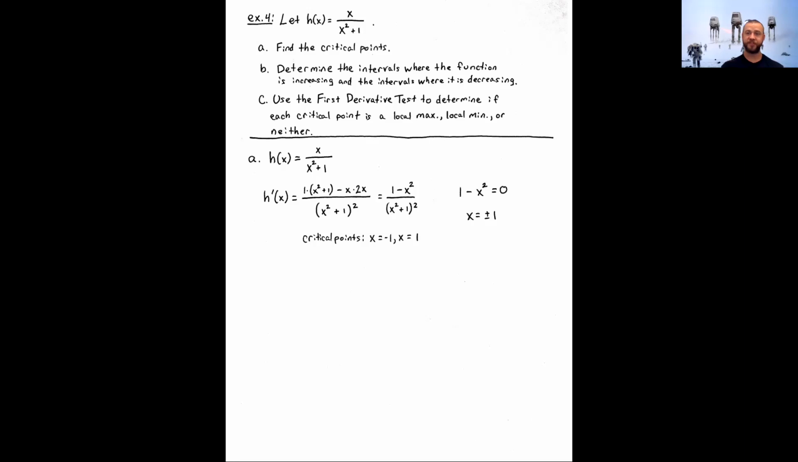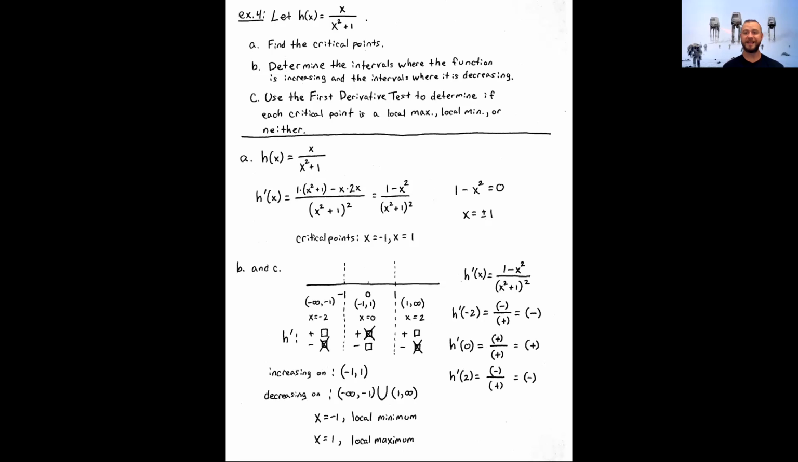We have 2 critical points that split the x-axis in 2 spots, giving us 3 intervals. The intervals being negative infinity to negative 1, negative 1 to positive 1, and positive 1 to positive infinity. We'll pick as our test points, going left to right, x equals negative 2, x equals 0, and x equals positive 2. And we're going to plug those into the simplified derivative, 1 minus x squared divided by x squared plus 1, squared. And again, we're not going to work too hard in getting the precise values, but we'll just determine the sign of numerator and denominator individually. The thought being a negative divided by a positive is negative, negative divided by a negative is positive, and similarly.